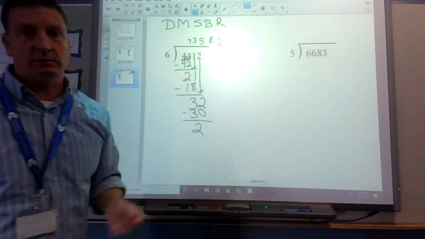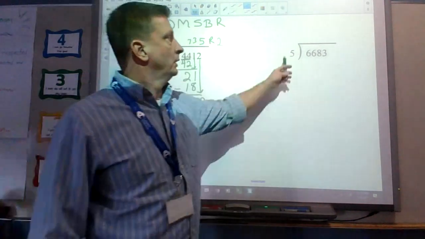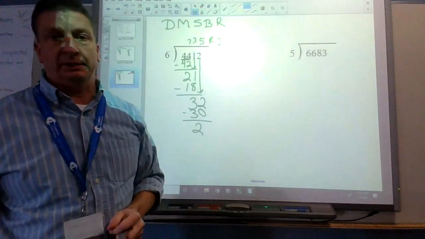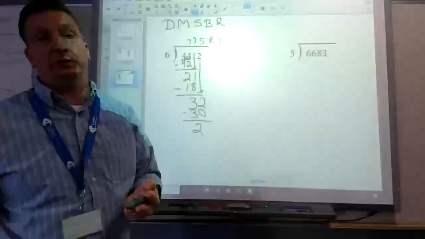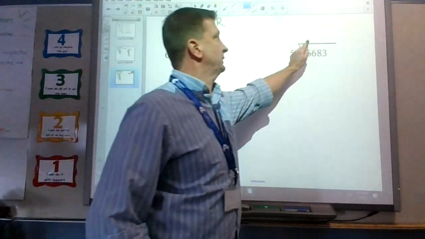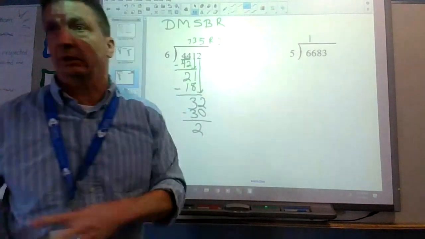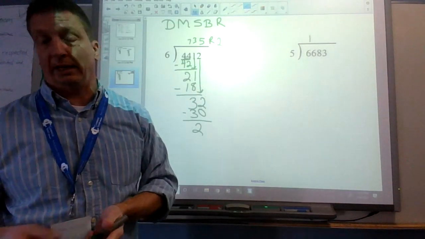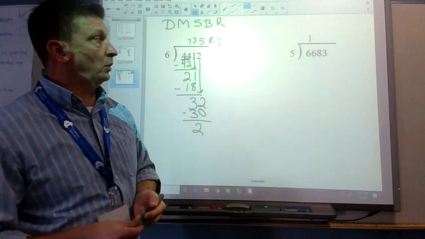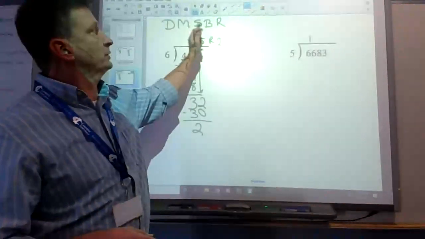Now this last one here, if we look, 5 can go into 6. So I can start with that first number right away. 5 goes into 6, or 6 divided amongst 5 people. Each person will get 1 item, right? So dad, mom, sister, brother, Rover.